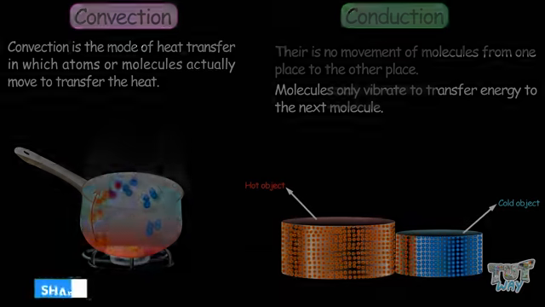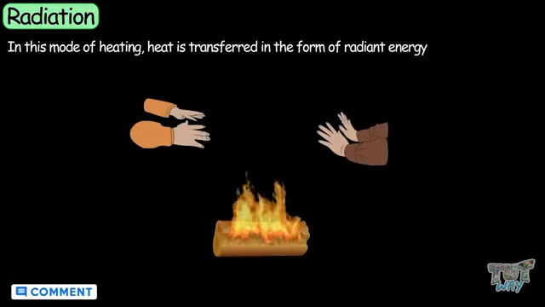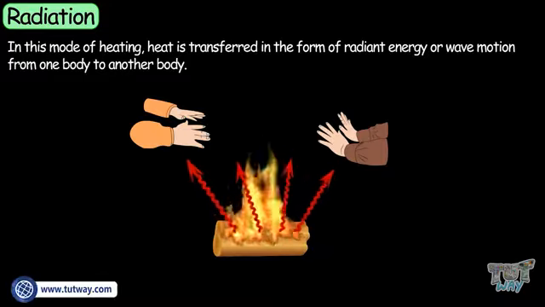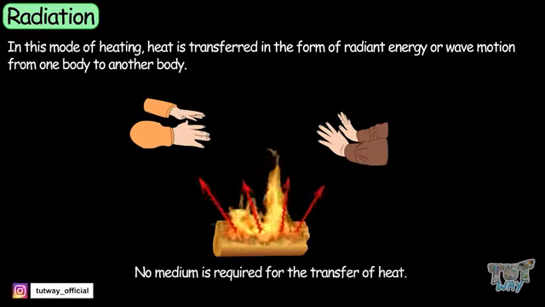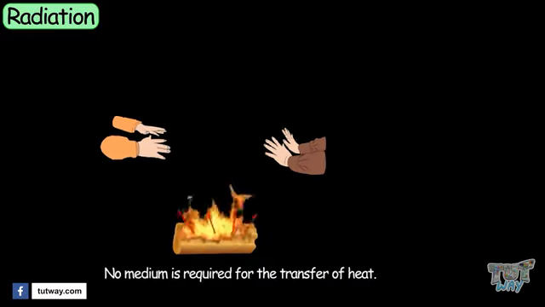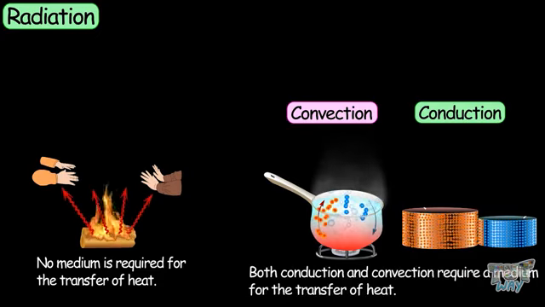Now let's learn about the third mode of heat transfer, which is called radiation. In this mode of heating, heat is transferred in the form of radiant energy, or wave motion, from one body to another body, and no medium is required for this mode of heating, or heat is transferred through a transparent medium. The property of radiation is different from convection and conduction, as both convection and conduction require some medium for the heat to travel from the hotter region to the colder region.